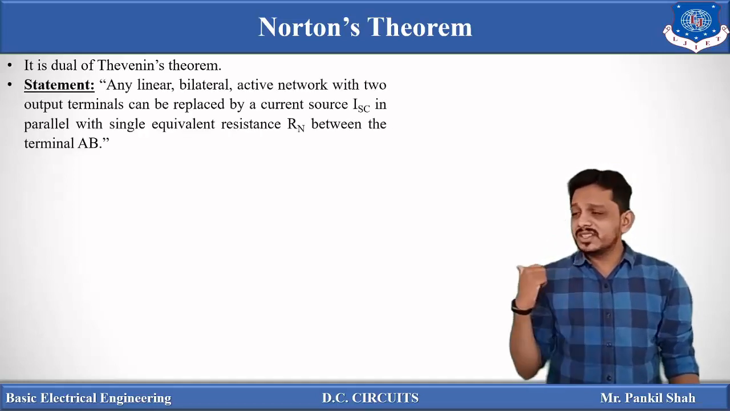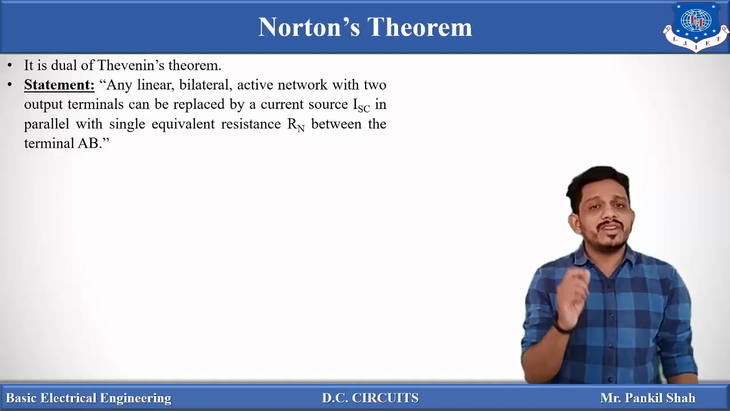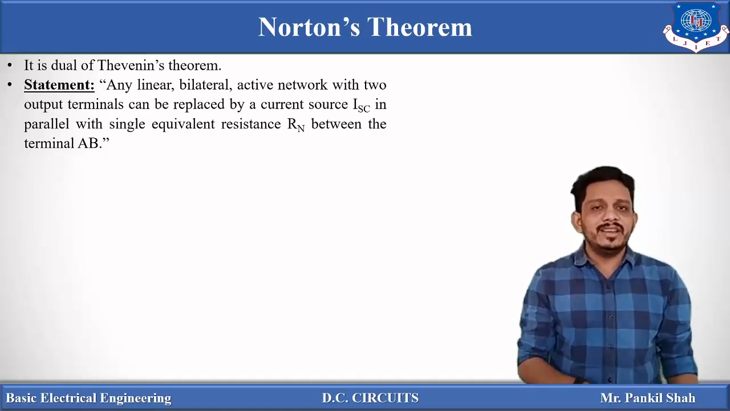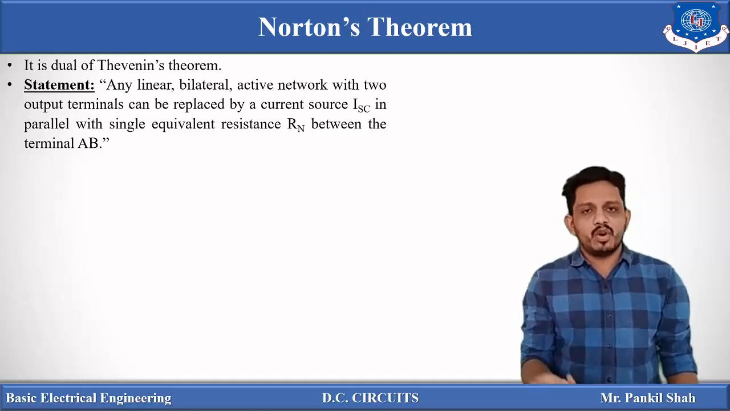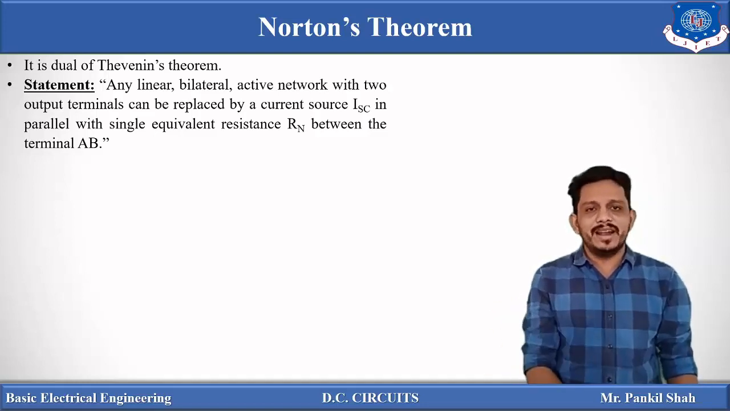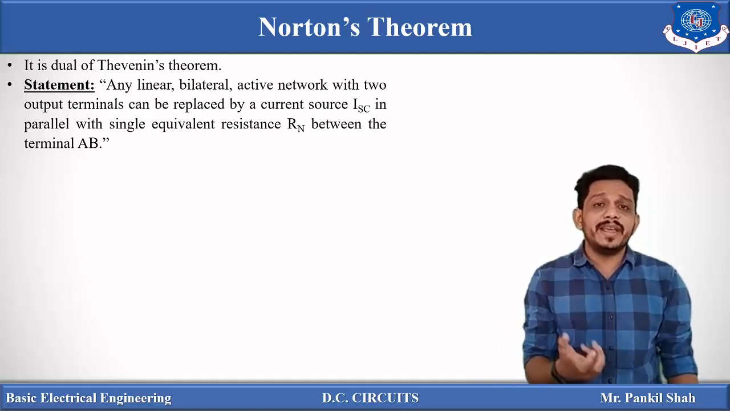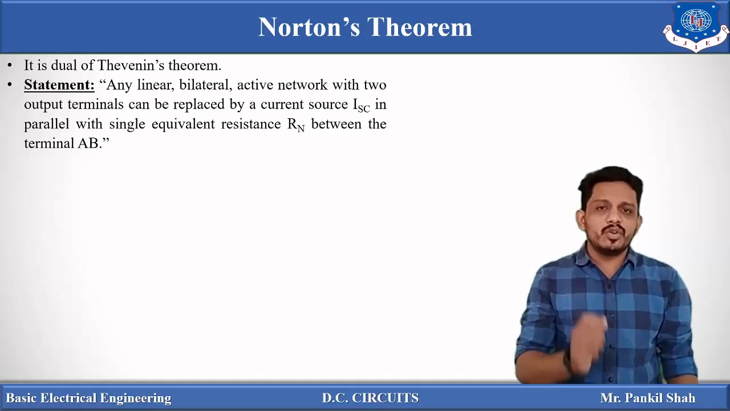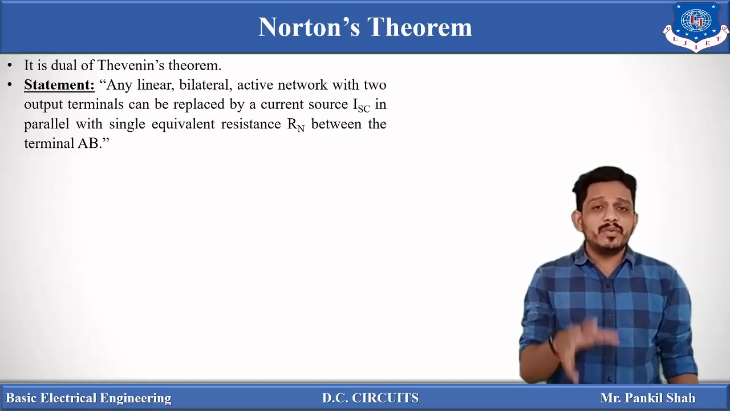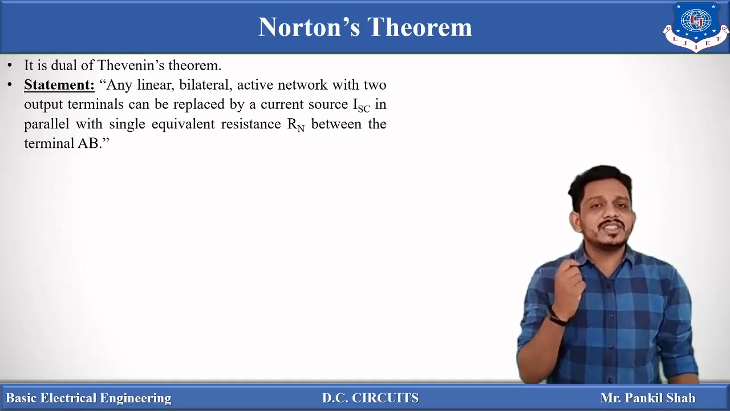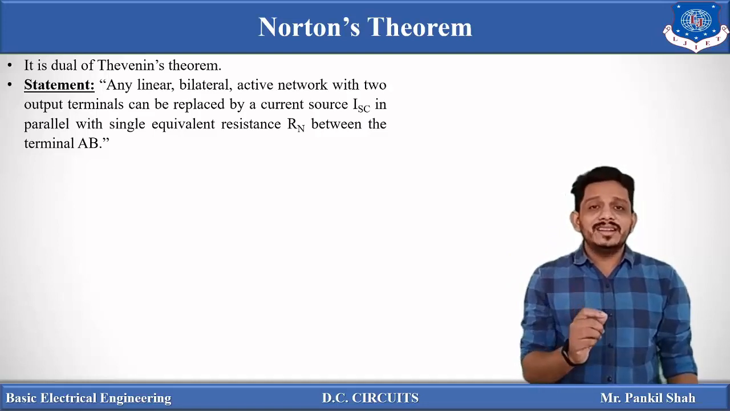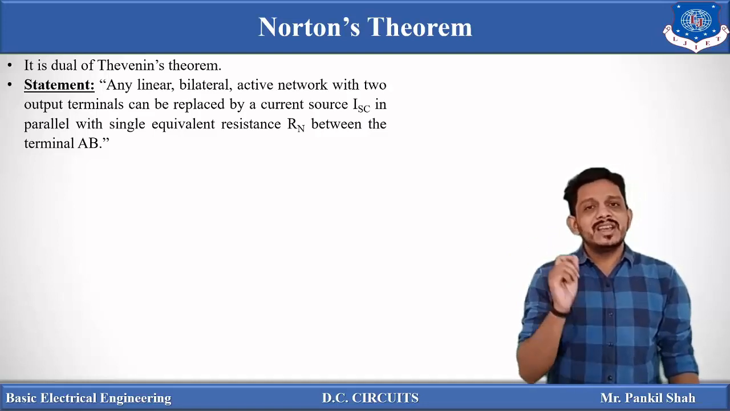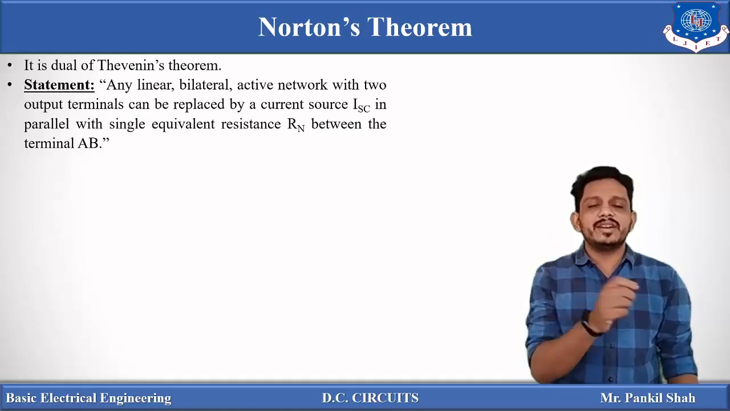So let's see first the statement of Norton's theorem. Norton's theorem states that any linear bilateral network with two output terminals can be replaced by, meaning if you want to find current or voltage through any branch in any linear bilateral network, then you have to replace the whole network except the load resistance branch by a simple equivalent Norton's current source IN and an equivalent resistance in parallel with that Norton's current source.